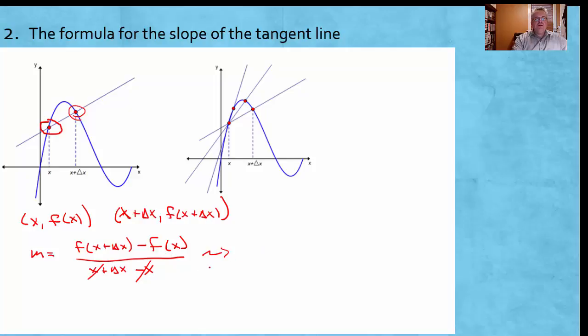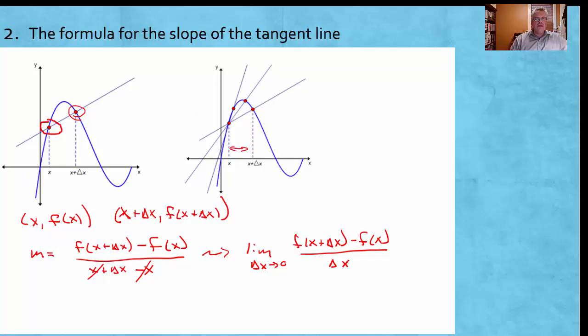Now, for the tangent line, we have to add something. We have to add the limit. The tangent line is the limit as this change in x goes to 0, as we let this point slide towards the point we're interested in. So the slope of the tangent line would be this: the limit as delta x approaches 0 of f of x plus delta x minus f of x, all over delta x. I simply added the limit to what we had here. The slope of the tangent line is the limit of the slopes of the secant lines.